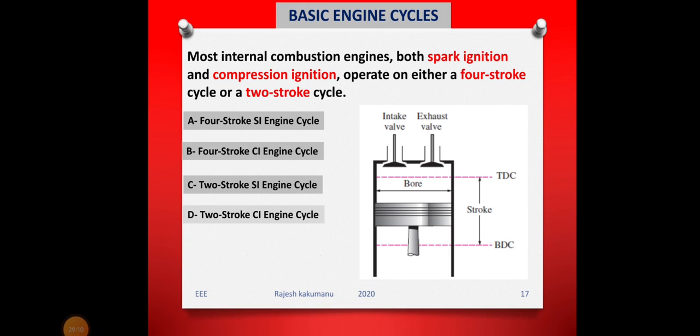Next, basic engine cycles. For the cycles we have discussed now: four stroke SI engine, four stroke CI engine, two stroke SI engine, two stroke CI engine. Four stroke SI engine means petrol engine, four stroke CI engine means diesel engine. Two stroke SI engine means petrol engine, two stroke CI engine means diesel engine. Now, most internal combustion engines, both spark ignition as well as compression ignition, operate on either a four stroke cycle or a two stroke cycle. Now see the diagram here: inlet valve, exhaust valve.